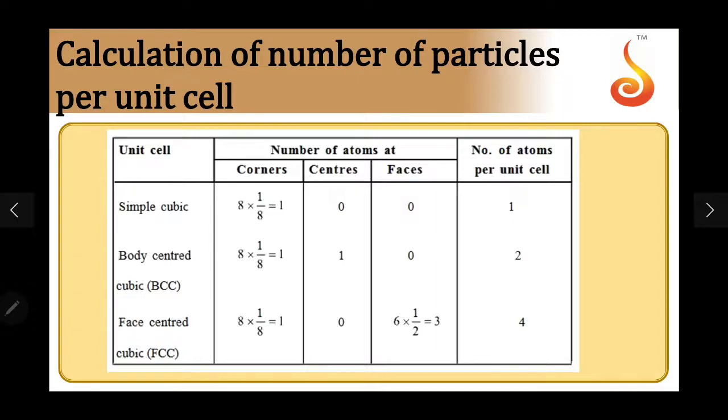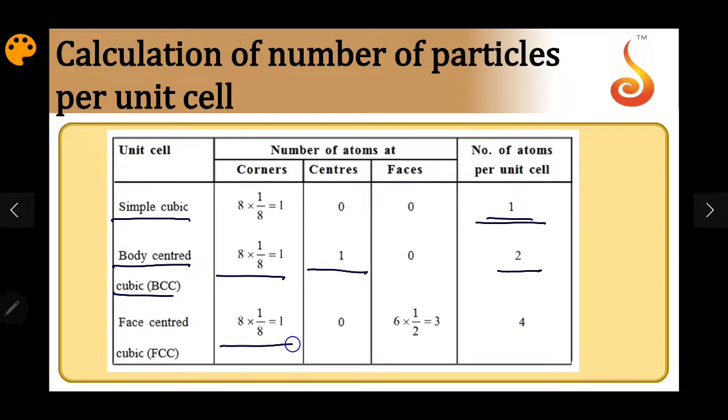So based on that, we have simple cubic, only corner, so 8 into 1/8 is equal to 1. So number of particles is also 1. Body centered cubic, you have corner and also body center. Body center will contribute 1. So effective 1 particle at all corners, so total number of particles is 2. Face centered cubic, corner will be 8 into 1/8. There is no body center, 0. Each of the face center particles will contribute half each. 6 into half is equal to 3. 3 plus 1 is equal to 4.